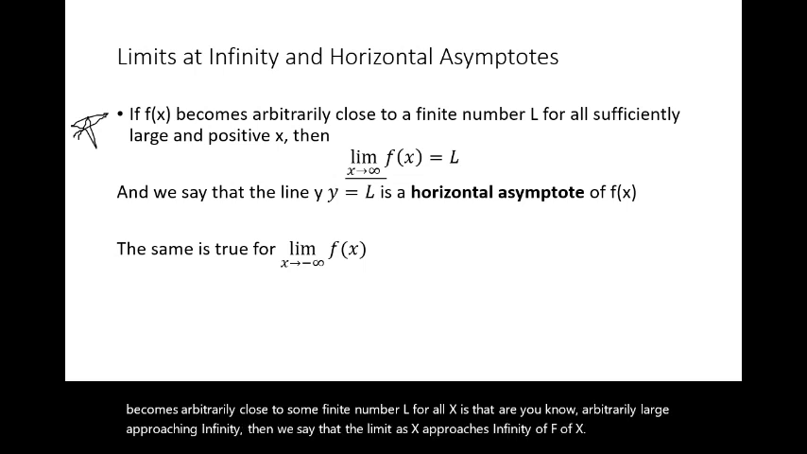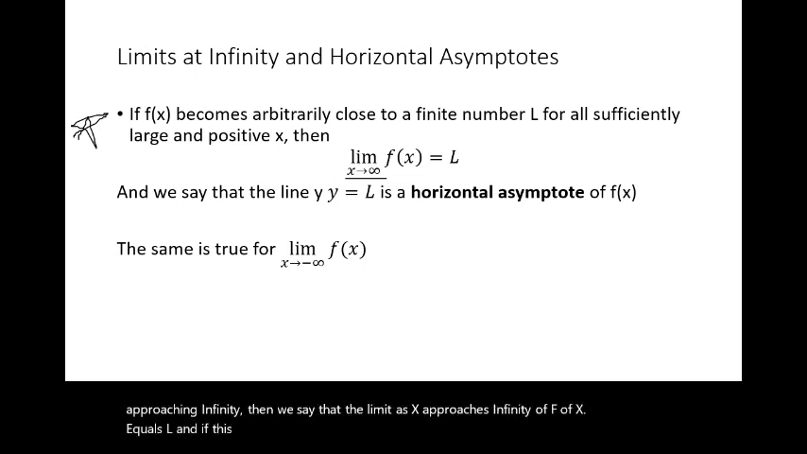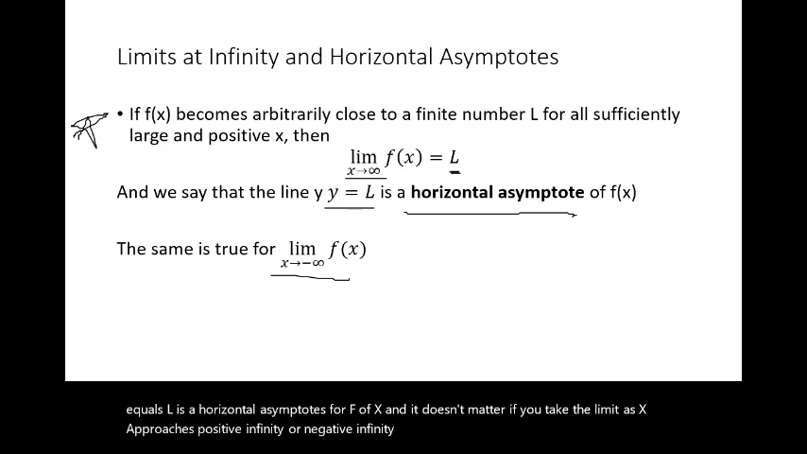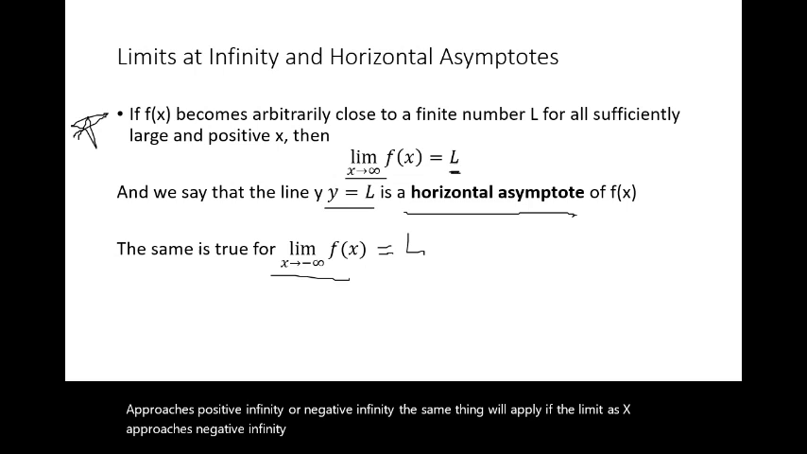L. And if this limit as x approaches infinity equals a real number L, we say that the line y equals L is a horizontal asymptote for f of x. And it doesn't matter if you take the limit as x approaches positive infinity or negative infinity. The same thing will apply if the limit as x approaches negative infinity of f of x is equal to some finite number L.